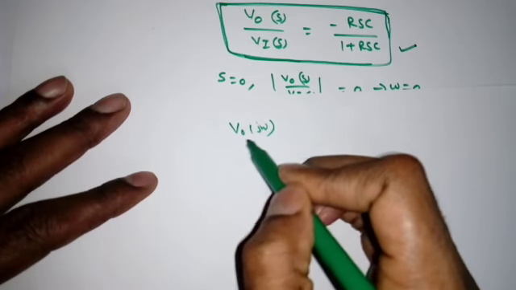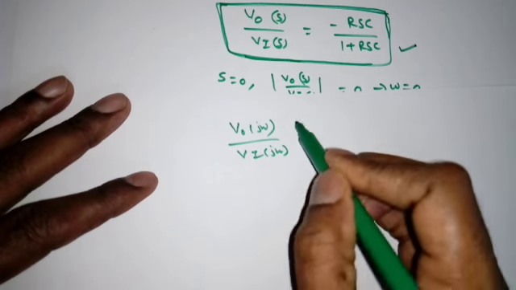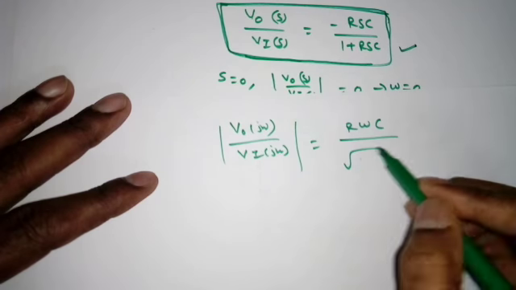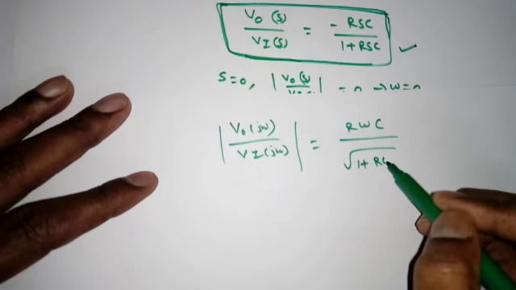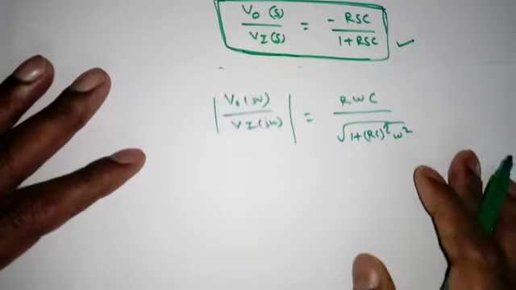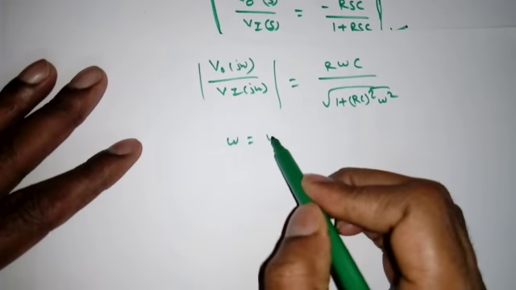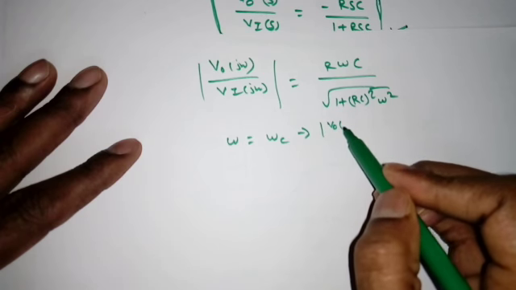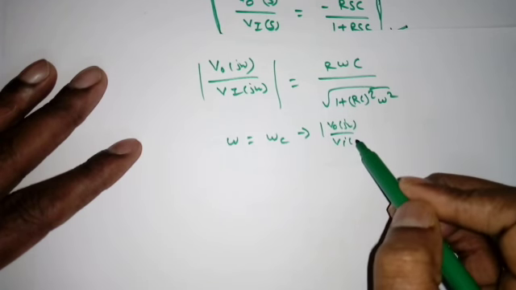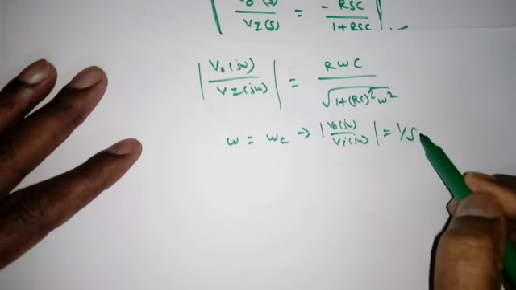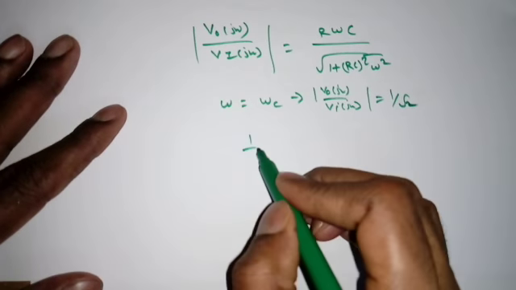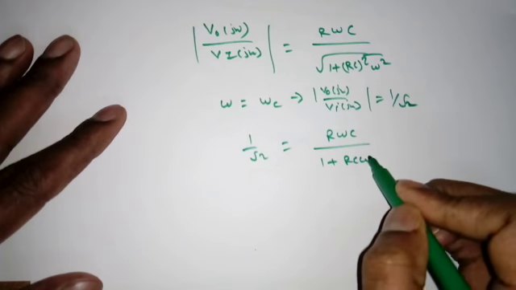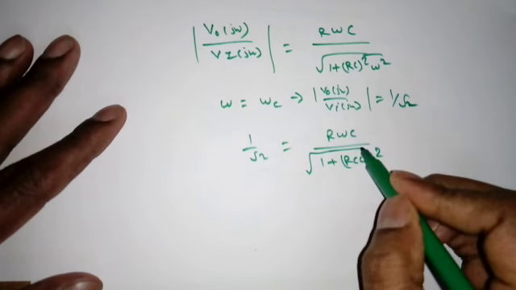V0 of j omega by Vi of j omega is equal to R omega C by square root of 1 plus (RC) square into omega square. Now at omega equal to omega C, the magnitude of V0 of j omega by Vi of j omega is equal to 1 by root 2. So 1 by root 2 is equal to R omega C by square root of 1 plus (R omega C) square.